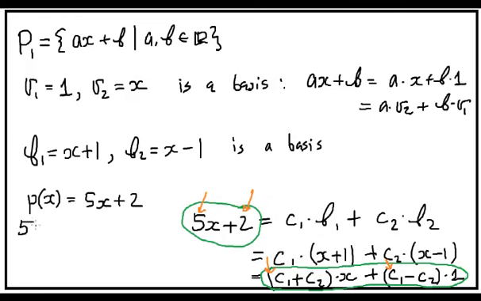And writing this down, what we get is, of course, a system of linear equations. So C1 plus C2 needs to be equal to 5, and C1 minus C2 needs to be equal to 2. And any C1, C2 that makes this pair of equalities hold will have the vector 5x plus 2 expressed as a linear combination of the b1 and the b2 vectors from the basis, with C1 and C2 serving as the coefficients in the linear combination.